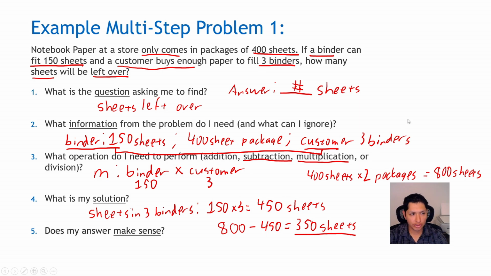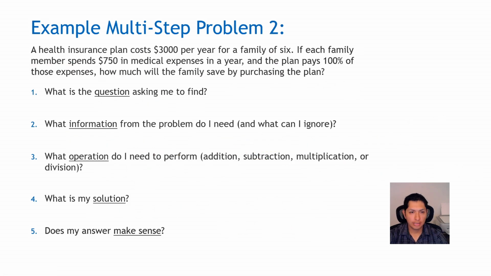So now that we've solved this one, let's look at one more example. Example multi-step problem number 2. A health insurance plan costs $3,000 per year for a family of 6. If each family member spends $750 in medical expenses in a year, and the plan pays 100% of those expenses, how much money will the family save by purchasing the plan?